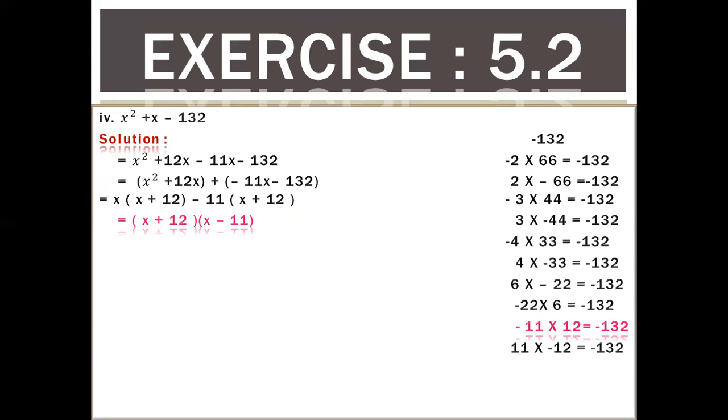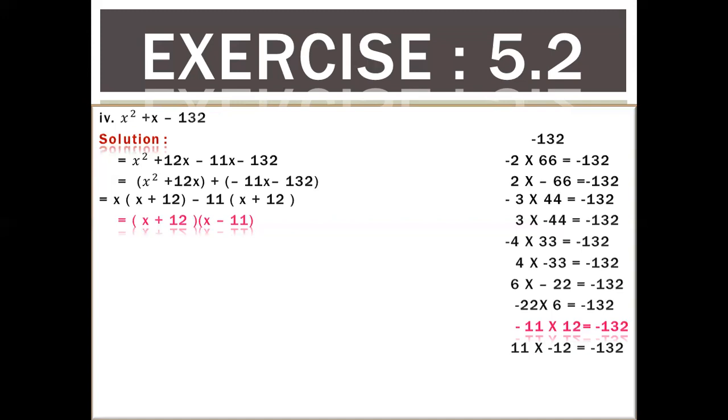So we see which term will be positive. Always remember, when there is a negative sign with the constant term and a positive sign with the x, you always put the positive sign with the greater number and the negative sign with the smaller one. You see on the screen, I find all the possible factors of minus 132: minus 11 times 12. When we multiply this, we get minus 132. And when we add both 12 and minus 11, we get plus 1.